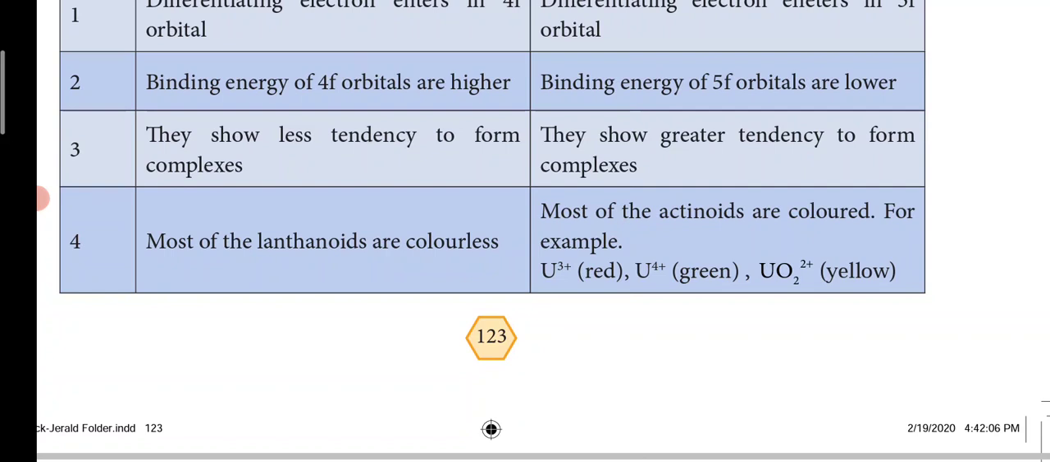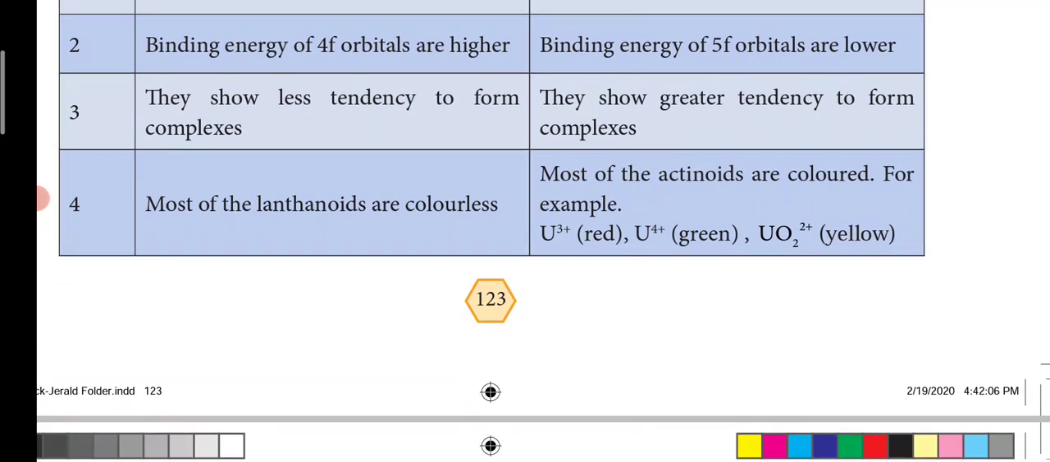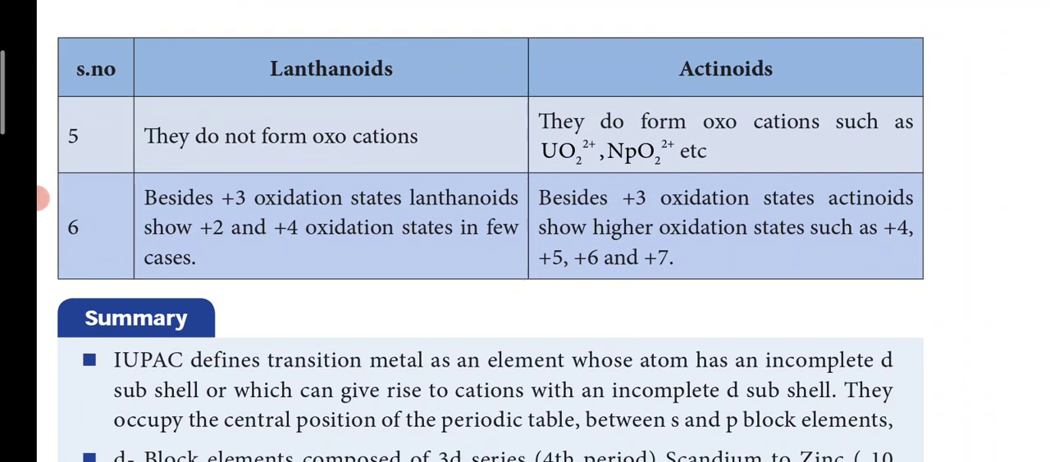For example, uranium 3 plus, uranium 4 plus, and uranium oxide, which is in 2 plus oxidation state. 3 plus is red in color, 4 plus is green and 2 plus is yellow. So mostly actinoids are colored, whereas lanthanoids are not colored.